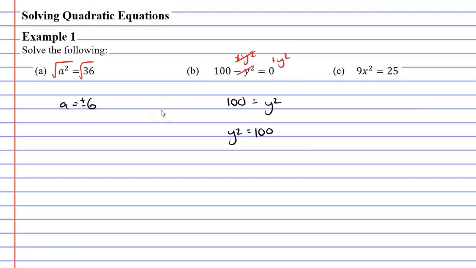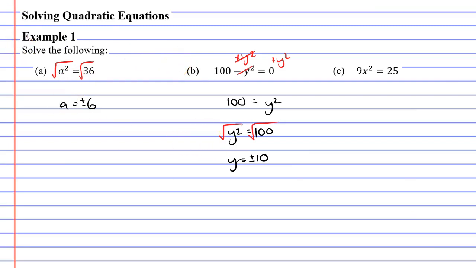Now all we have to do is square root both sides of the equal sign like so. If we square root y squared, we get y. If we square root 100, we get 10. And we need to remember to write that it could be plus 10 or minus 10 because we have two possible solutions here.